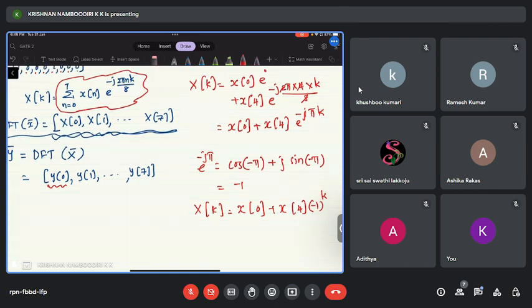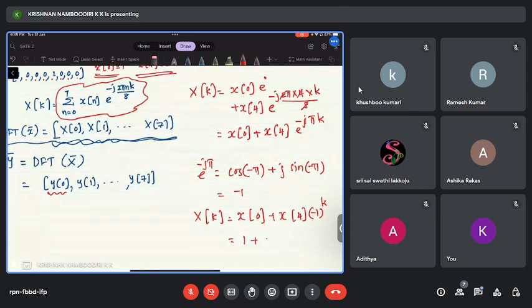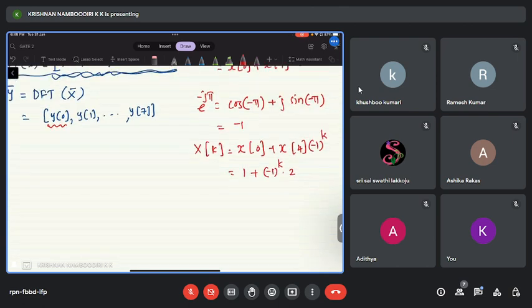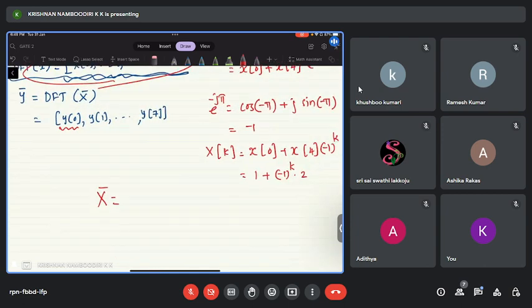Agree? Or in other words, x of 0 is 1 and x of 4 is 2. So 1 plus minus 1 power k into 2. That means this vector x equal to this vector. If I substitute k equal to 0, I will get minus 1 power 0, which is equal to 1. So this is 3. And the next one, if I put k equal to 1, I will get minus 1 power 1, which is equal to minus 1. So minus 1 into 2 is minus 2. 1 minus 2 is nothing but minus 1. Again, you will get 3 minus 1, 3 minus 1, 3 minus 1.